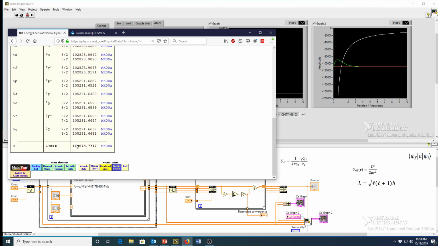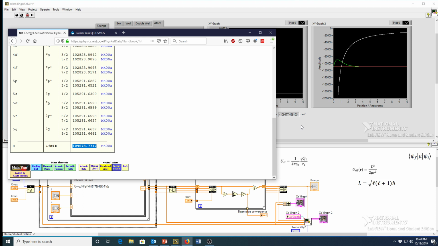But we can compare that if we go down to the very bottom. We've got this. It says H limit. The limit is what this is approaching. It's the ionization energy. So 109,678 point something, and ours is 109,677 point something. So that is off by about 1/1000th of a percent error. So that's pretty awesome.